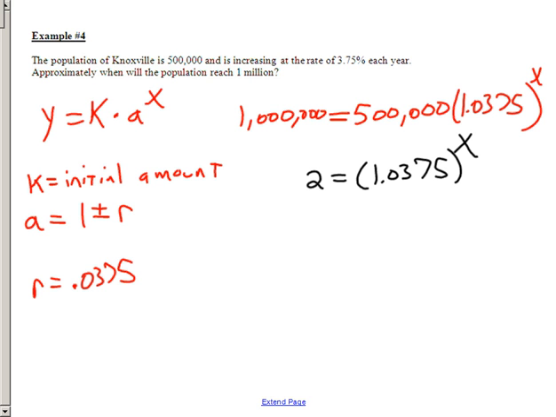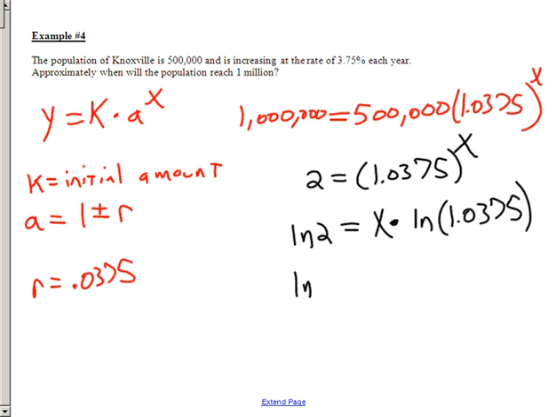To solve for x, we're going to take the natural log of both sides of the equation. When I take the natural log of this side, I can drop down the x. That's why we do it. Whenever the variable is in the exponent, most of the time we'll take the natural log of both sides to drop it down. And we always use natural log in calculus. Rarely do we write things as log. Most of the time it is going to be a natural log.